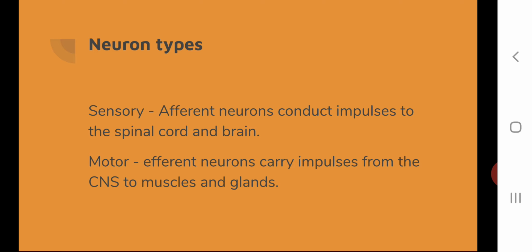Aha! Neuron types. You have sensory neurons and motor neurons. Sensory is known as afferent neurons, conducted.